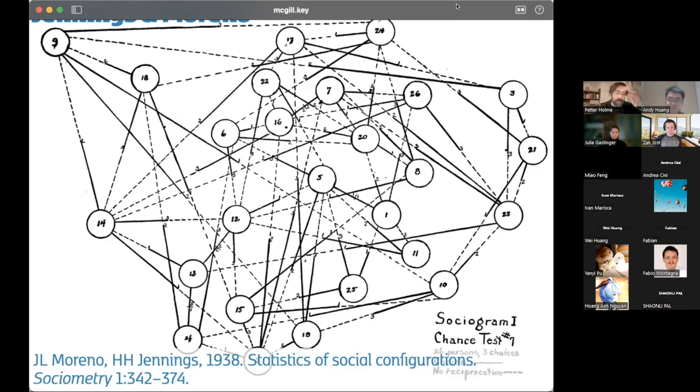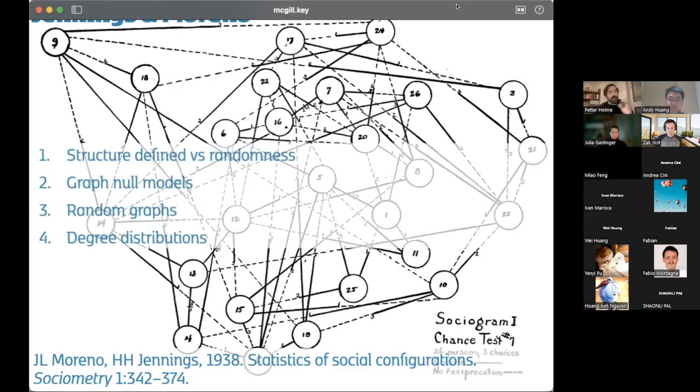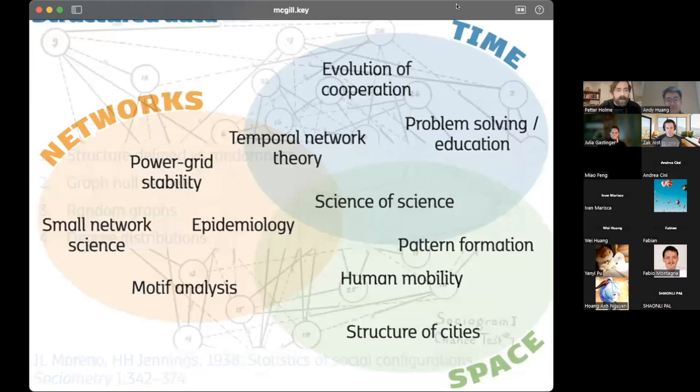They made many papers, but the one I have in the figure here is really remarkable. At this point there were no random graphs. This is the first paper that defines network structure as something different from randomness. It also uses random graphs as null models to define the structure, and it's the first paper that has a plot of a degree distribution, which is very common these days.